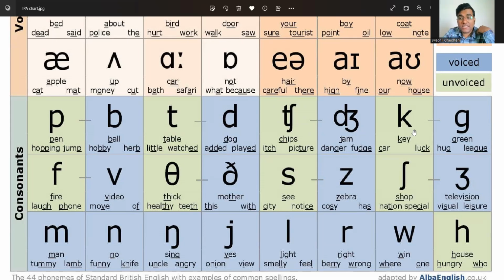And then we have the k sound represented by small k: tea, car, luck. And then we have the g sound: green, hug, league. The g sound is represented by small g.